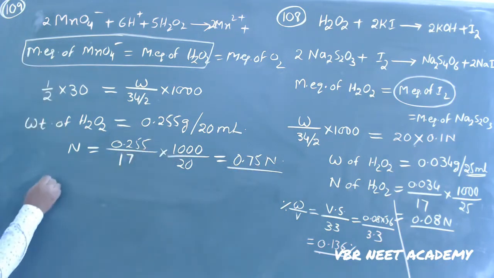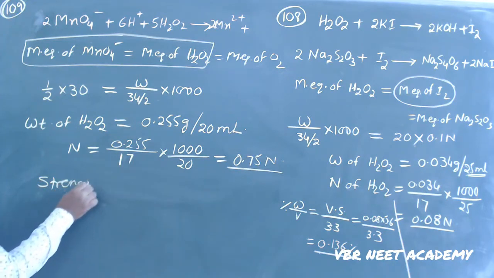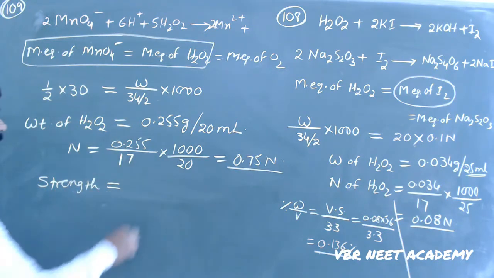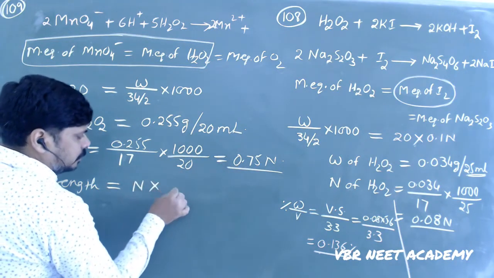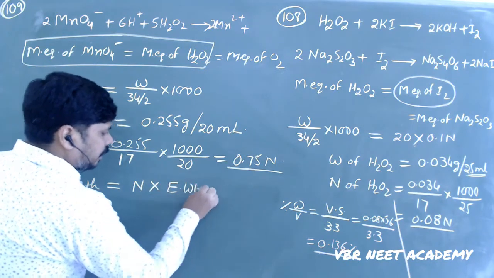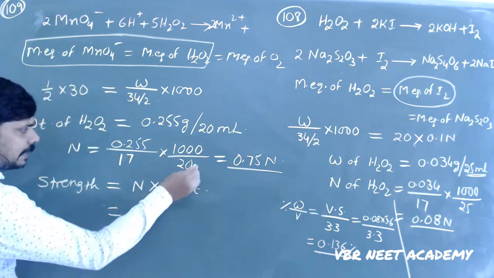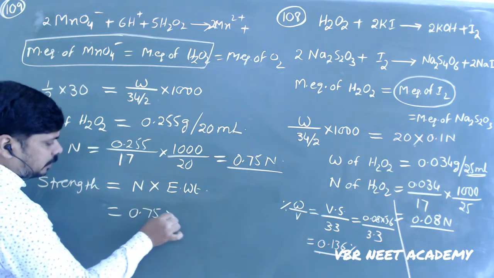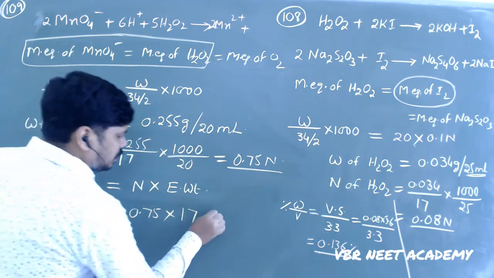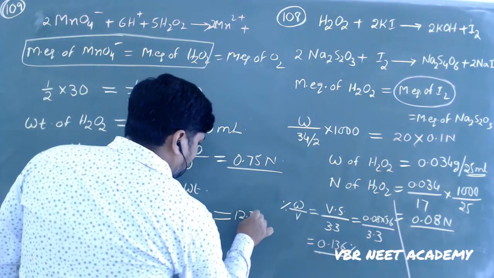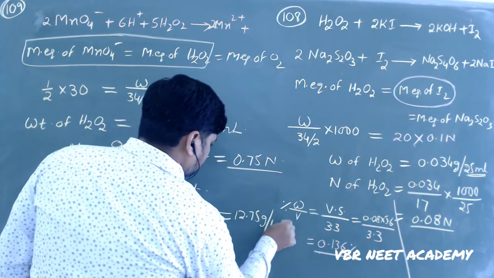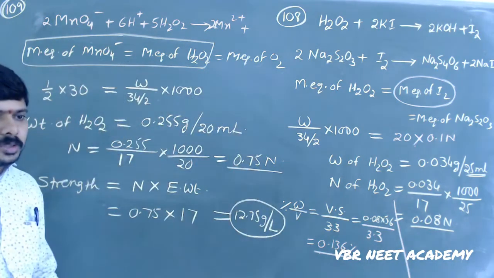When we have the normality, how do we get the strength in gram per liter? You multiply the normality by its equivalent weight. So N into equivalent weight gives gram per liter. Now the normality is 0.75 and the equivalent weight of hydrogen peroxide is 17. Multiplying, this gives 12.75 gram per liter. So this is the 109th question.